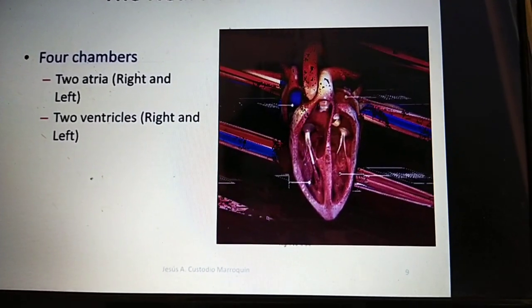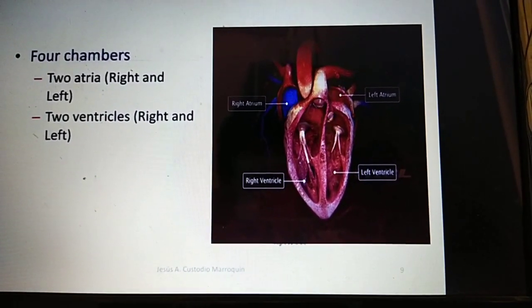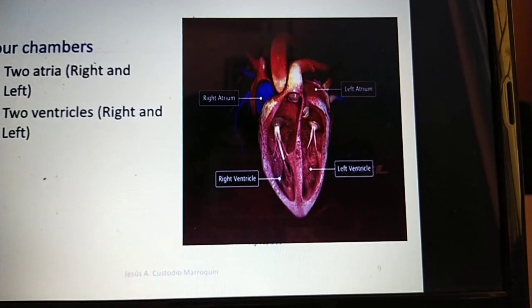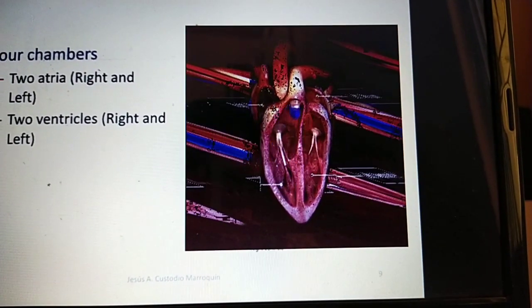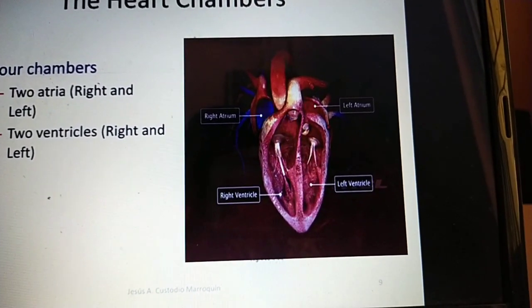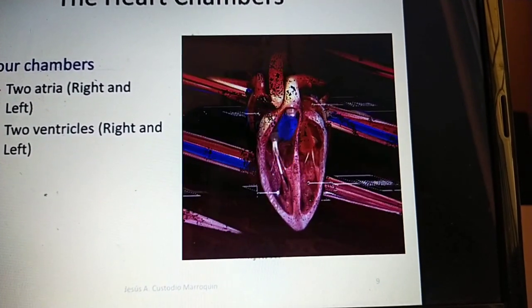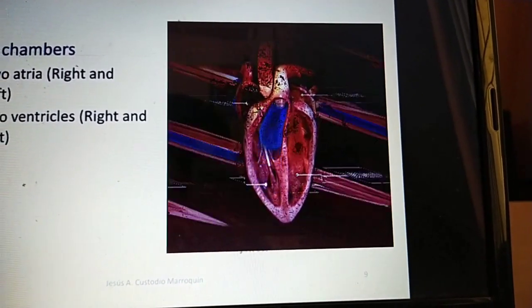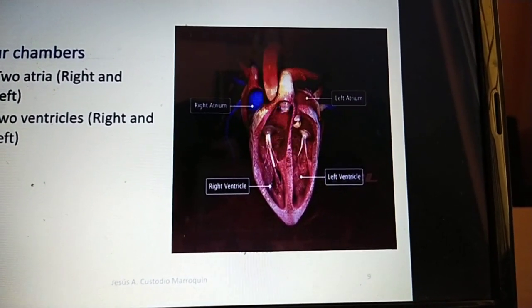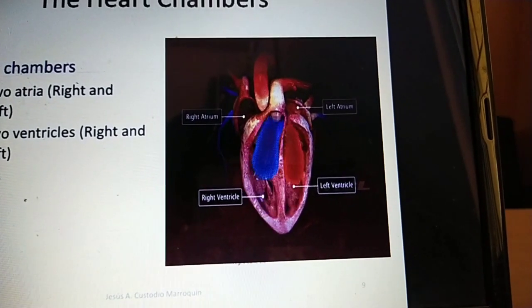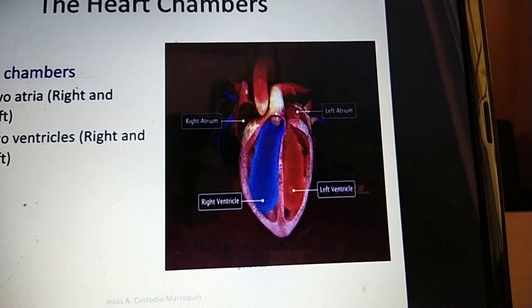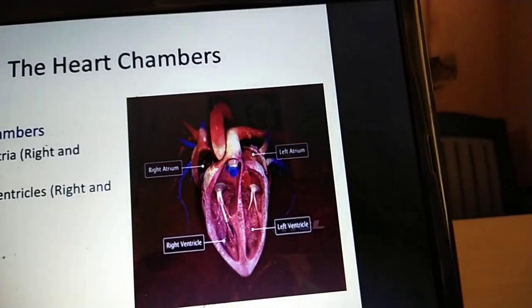Atrium, I already explained. Atrium means it is an open roofed entrance hall, or any chamber that connects to another chamber or passage. Ventricle means a hollow or cavity in an organ. Okay, the meaning of the atrium and the ventricles. We can go for the next slide.